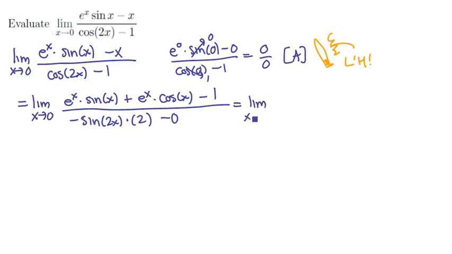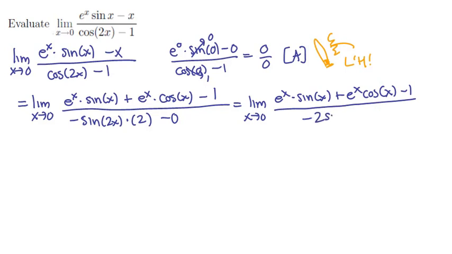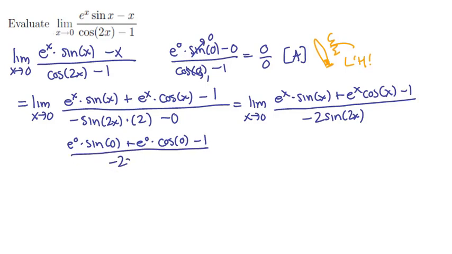This is the limit as x tends to 0 of e^x times the sine of x plus e^x times the cosine of x minus 1 up top, and down below we have negative 2 times the sine of 2x. And let's repeat the entire process. If we try plugging in x equals 0, we're going to have e^0 times the sine of 0 plus e^0 times the cosine of 0 minus 1 over negative 2 times the sine of 0.